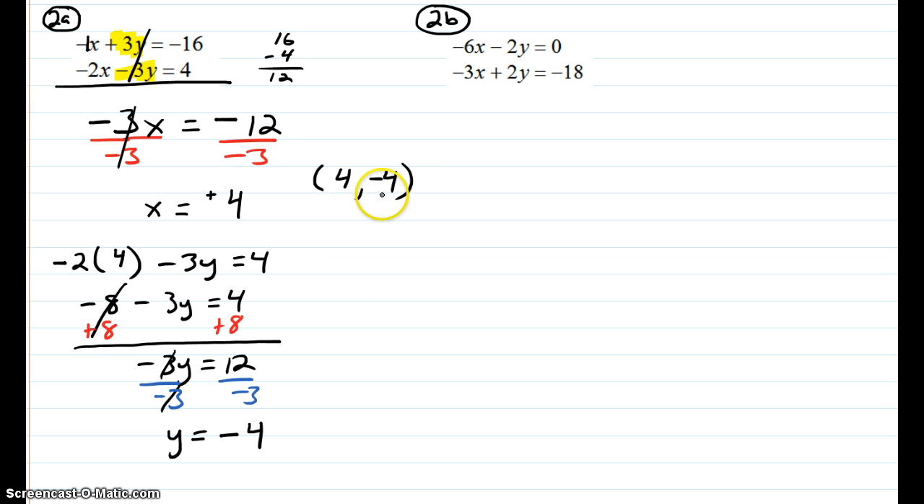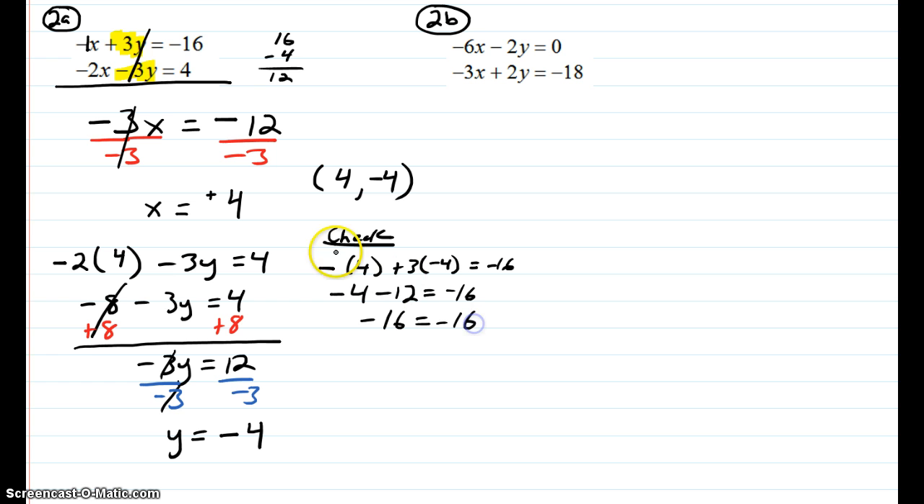If we wanted to make sure, we would take this and plug it in. If I wanted to check it, I'm going to use the top equation. I'm going to write negative, and my x is 4, so it should be negative 4 plus 3 times my y, which is negative 4. We want to see, does that equal negative 16? So I get negative 4 minus 3 times negative 4 is 12. We have a negative negative, it does equal negative 16, so our answer is correct.